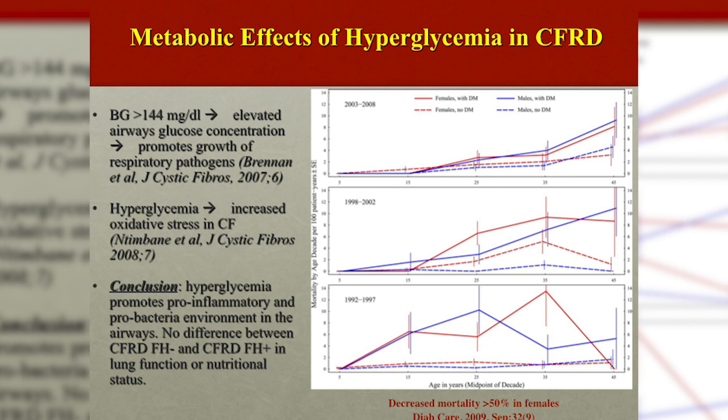So when we look at cystic fibrosis, we have two types of cystic fibrosis-related diabetes: one with fasting hyperglycemia, meaning fasting blood sugars are elevated, and one without fasting hyperglycemia. That's what FH negative or FH positive means on the slide. And hyperglycemia promoted this inflammatory state in the airways in both types of CF-related diabetes, with or without fasting hyperglycemia.